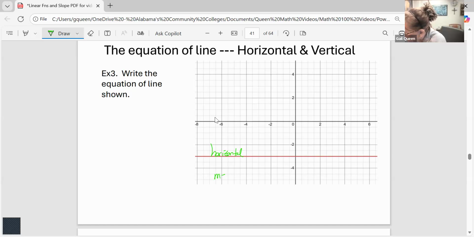They didn't ask me that. You don't have to answer that. I just want you to be thinking, okay? This has a slope of 0. Horizontal lines have the equation y equals a number. Well, what number am I going to let y equal here?